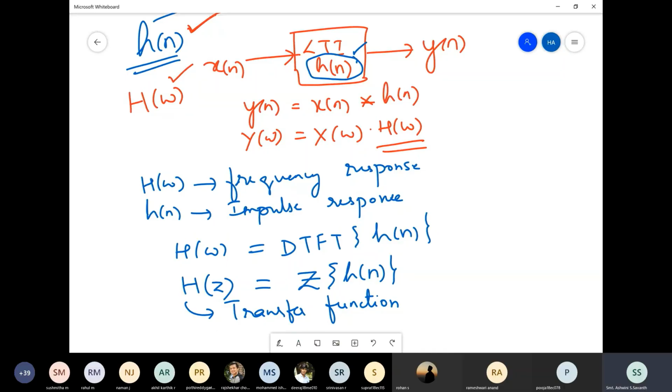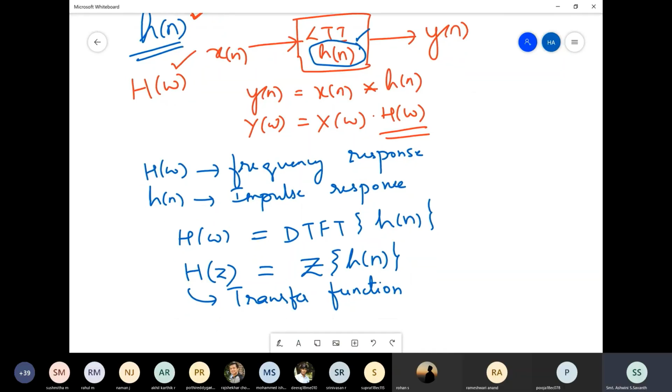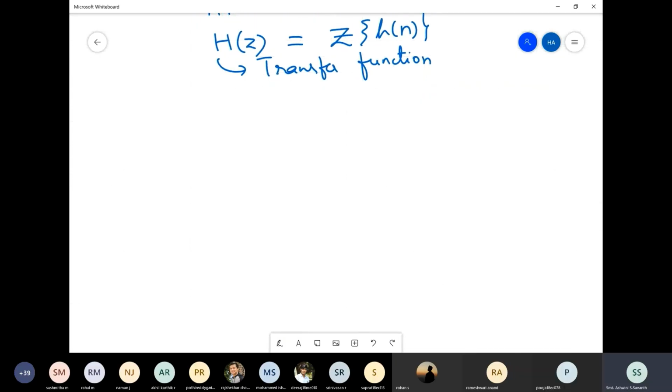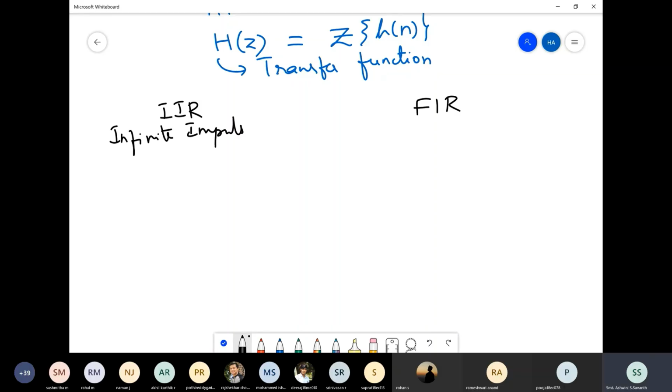So what kinds of filters are we interested in designing here? Basically there are two kinds of filters that we will be designing: IIR filters and FIR filters. What does IIR stand for? Infinite impulse response filter. FIR stands for finite impulse response filter.